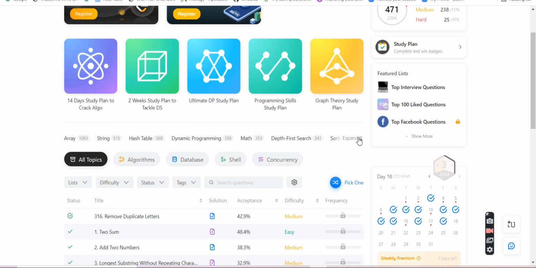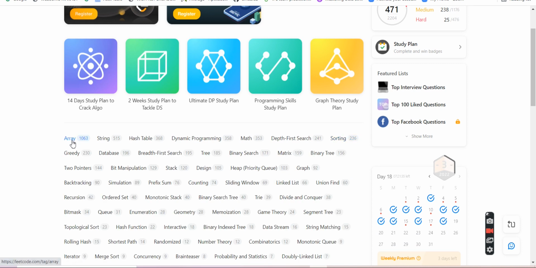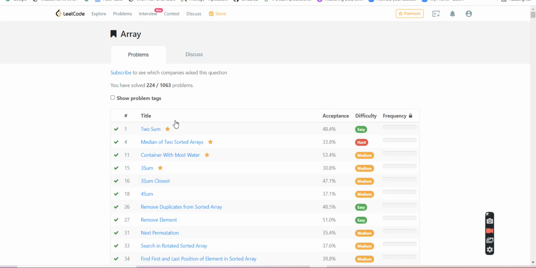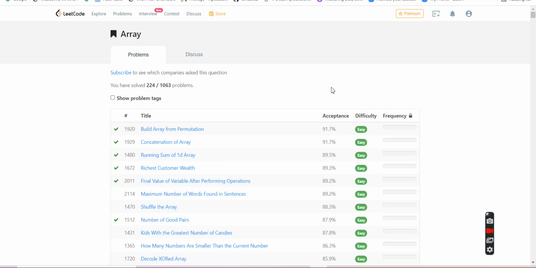one thing I should highlight, there are some topics like array, string, dynamic programming. In my previous videos, I have suggested that you should prepare topic wise. For example, if you choose array, there are many questions of arrays, and obviously you should start with array. You can see I have solved around 224 questions. You can sort them difficulty wise, and I would suggest going with the medium questions if you are good and have some coding knowledge.